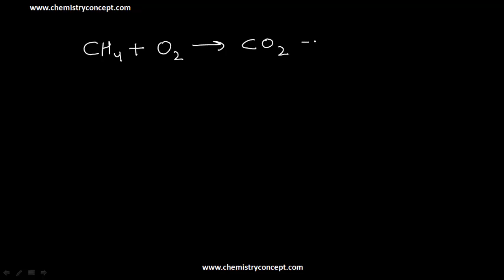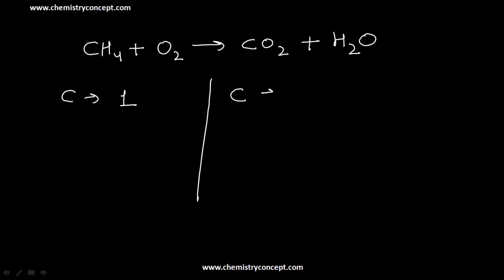Chemistry concept, and now let's understand how to balance a chemical reaction with an example of methane reacting with oxygen to form carbon dioxide and water. Now let's see. On the reactant side, the number of carbon atoms is 1.